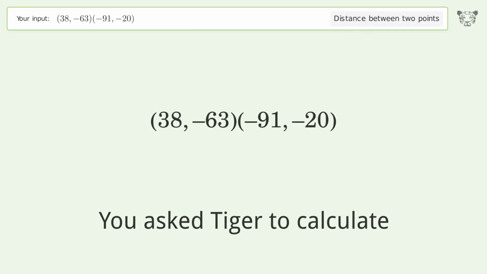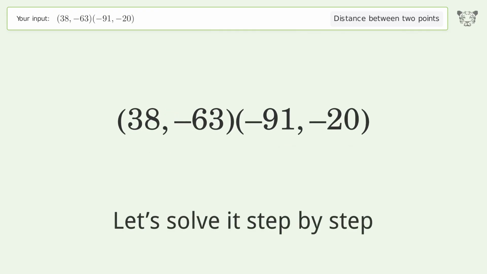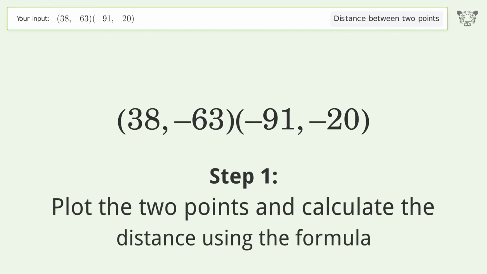You ask Tiger to calculate. This deals with the distance between 2 points. The distance between the 2 points is the square root of 18,490, or 135.978. Let's solve it step by step. Plot the 2 points and calculate the distance using the formula.